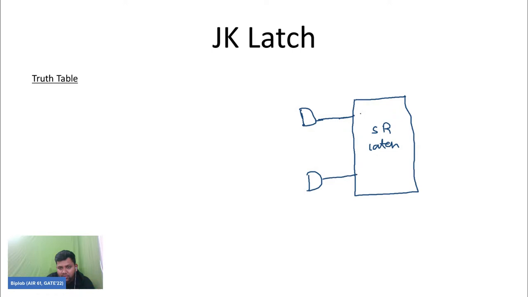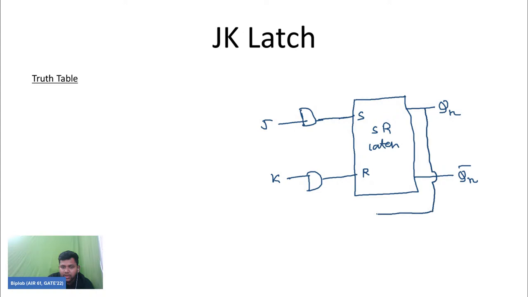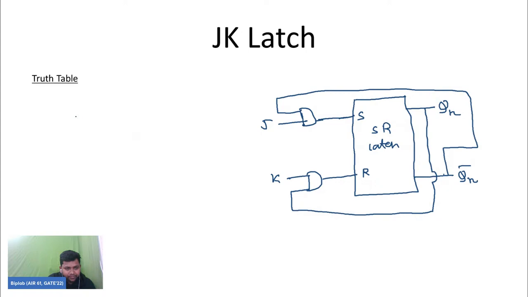Okay. So this is S, this is R, and the two inputs, that is J and K, you have the output of the SR latch, that is Qn and Qn bar. And what will be extra here in the JK latch is that the output will be connected back to the input here. So K with Qn and Qn bar will be connected to J. Okay, fine. Also there will be an enable line. So we have enable, J, K, and Qn, Qn bar.